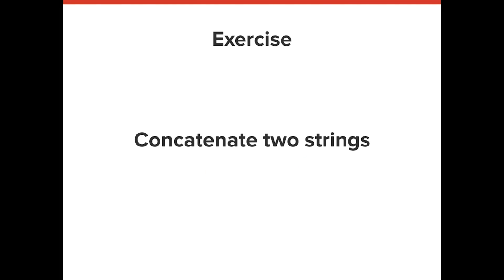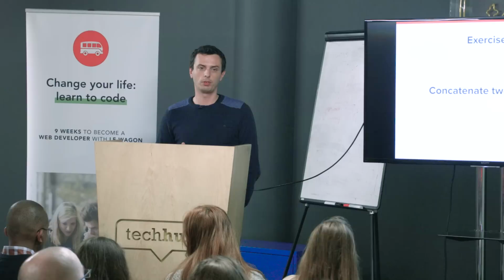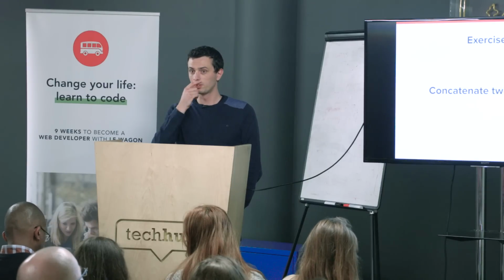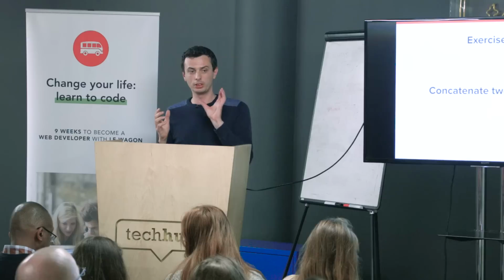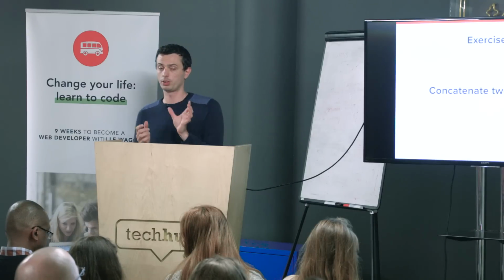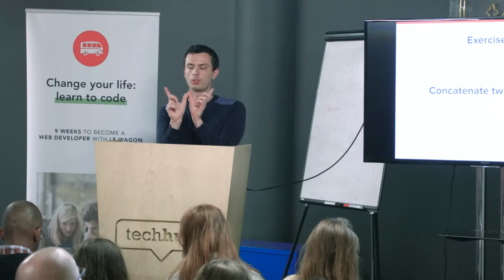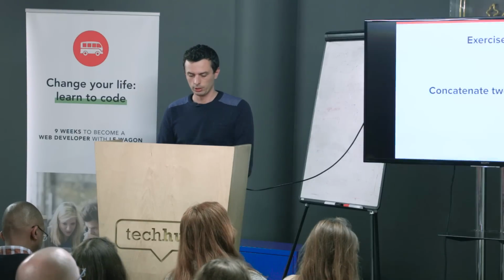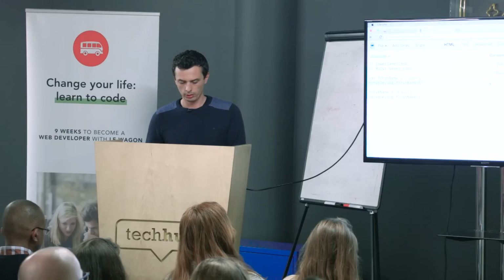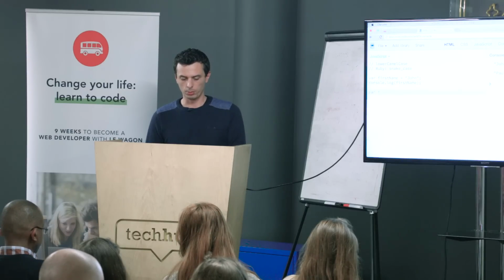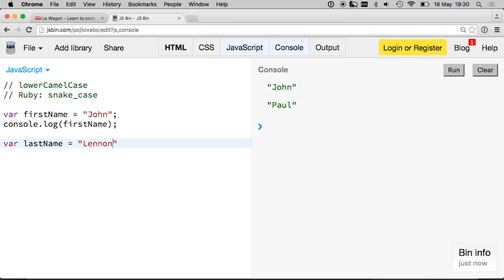So let's write some algorithm. First algorithm of tonight. We try to concatenate two strings. So what does it mean? We will have one string stored in one variable, first name for instance, another string stored in a second variable, and we want to join them to get a new string. So let's do that. I have a second variable, last name, which I can print if I want.